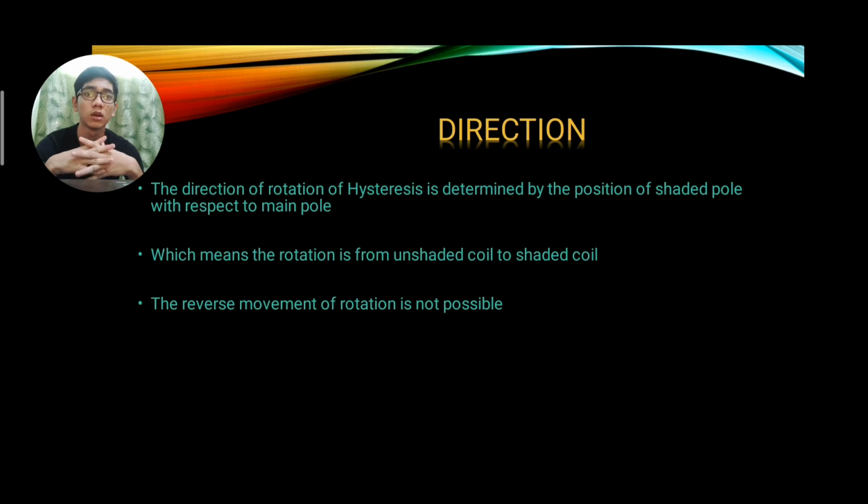Direction of rotation for hysteresis motor is determined by the position of the shaded pole with respect to the main pole, which means the rotation is from unshaded coil to shaded coil. The reverse movement of rotation is not possible.